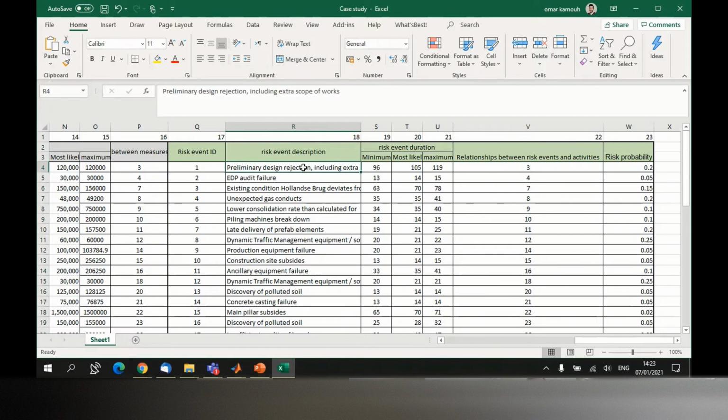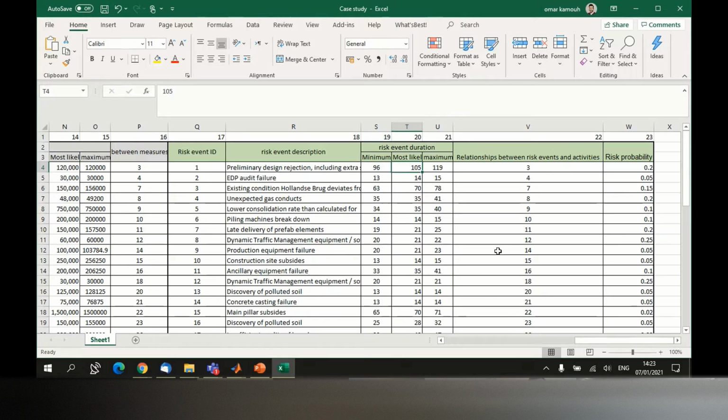And of course, every risk event can affect specific activities. For example, if this risk event occurs, then it's going to affect activity number 3. It's going to delay activity number 3. Maybe you cannot start activity number 3 because of this risk event, right? Or maybe this risk event is going to interrupt activity number 3, so you cannot continue with it for a duration of 100 days, for example, because this risk takes place.